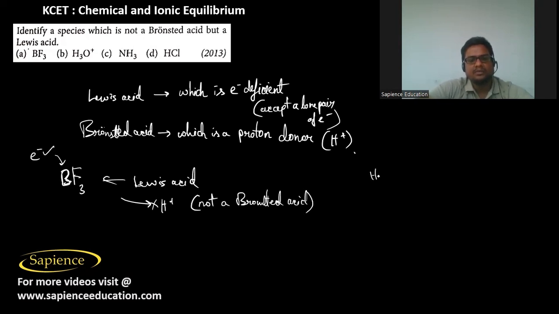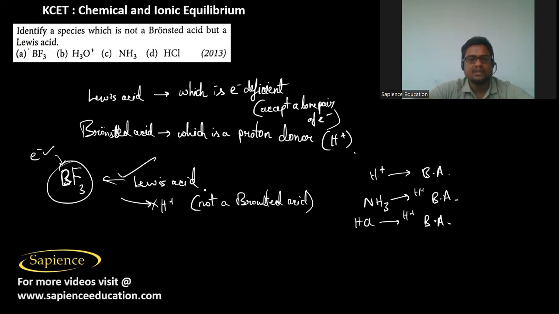And H3O plus can give H plus ion, so it is a Bronsted acid. NH3 also can give H plus ion, so it is also a Bronsted acid. HCl also can give H plus ion, so it is also a Bronsted acid. Here it is asked which is not a Bronsted acid but is a Lewis acid. So BF3 is the one which is a Lewis acid and not a Bronsted acid. So option A is the correct answer.